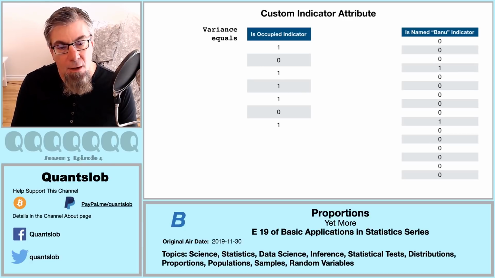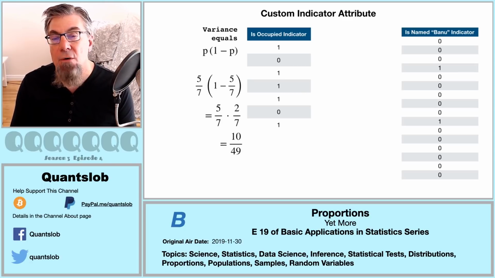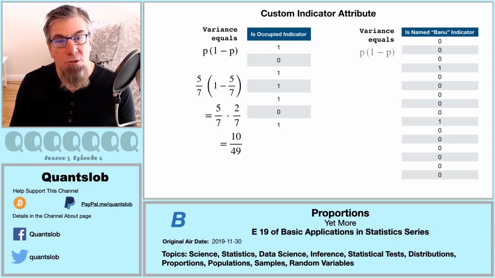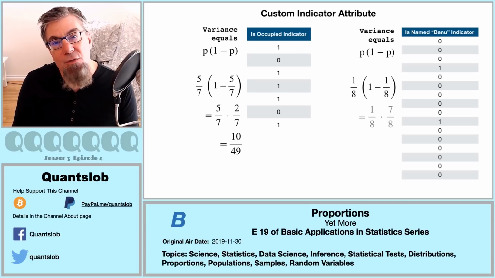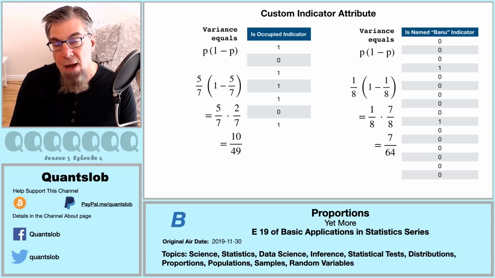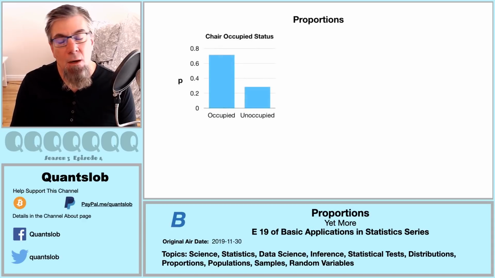So, for example, if our proportion is, say, 5/7, then the variance of our indicator attribute is simply 5/7 times 2/7, which equals 10/49. For another example, if our population proportion is, say, 1/8, then the variance of this indicator attribute would simply be 1/8 times 7/8, which is 7/64.